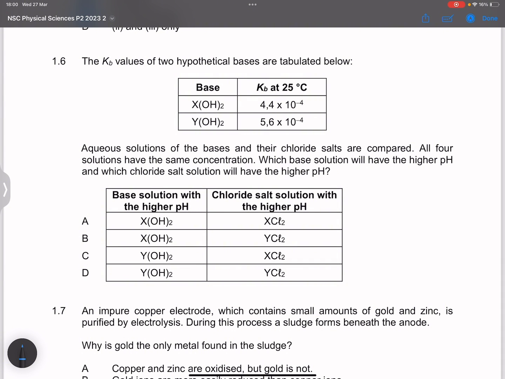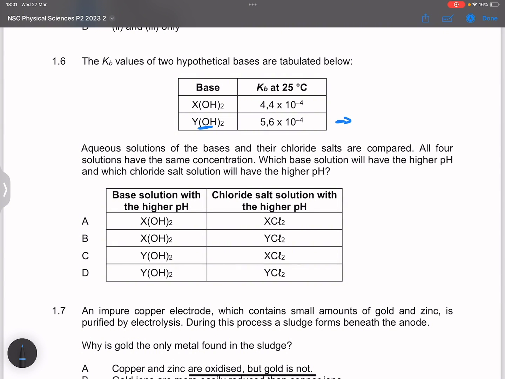So this is the ionization constant of a base. The Kb values of two hypothetical bases are tabulated. Okay, now look at that. At 25 degrees, you can see that this one has got an ionization constant of 4.4, and the other one 5.6. So YOH has got a higher ionization constant, right? So in this case, that means that this is a stronger base, okay?